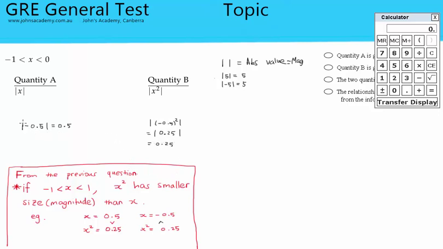Had it not been for the absolute value sign, quantity B would have been the answer, because that's a positive quantity and that's a negative quantity. However, because of the absolute value function, the magnitude function, this comes out as positive, and as this rule indicates, x has a greater magnitude than x squared. So obviously we can see that 0.5 is greater than 0.25, so therefore the answer is A. That's the answer.